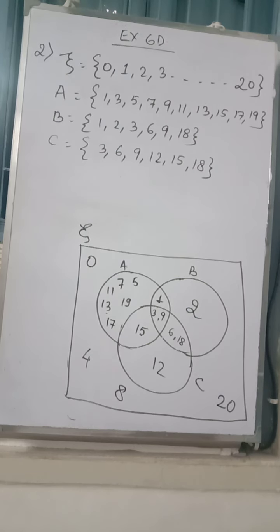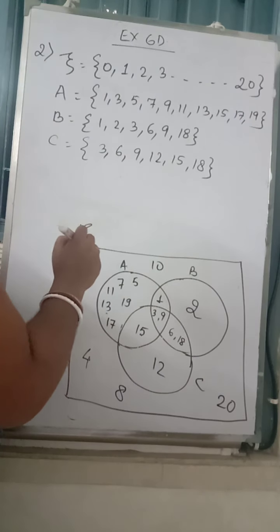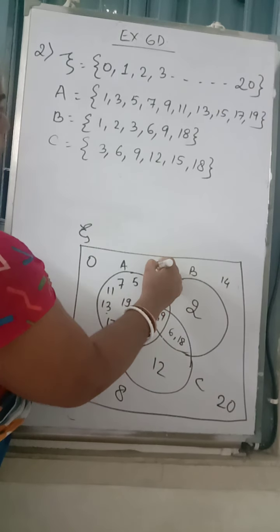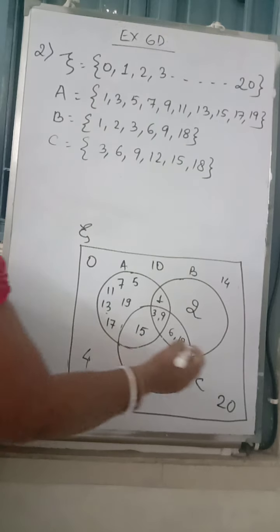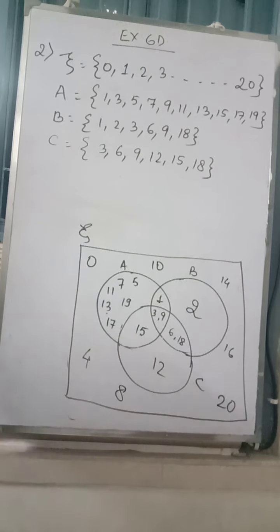Whole numbers means all the numbers. Then 4, 8, then 9, 10 I did not get. 11 I have got, 12 I have got, 13, 14 I have not got. 15 is here, 16 I have not got. 17 is here, 18 is here, 19 is here, 20 already I have written. So these are the members in the universal set other than sets A, B and C. In the answer they have not written it, but you must write it because we have to represent this as a Venn diagram.